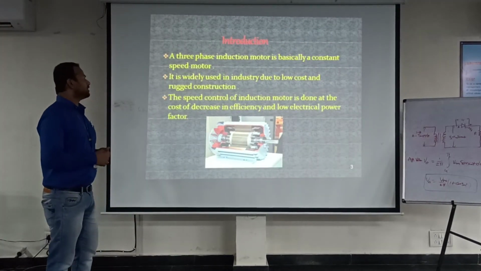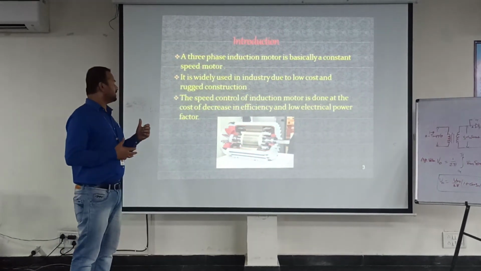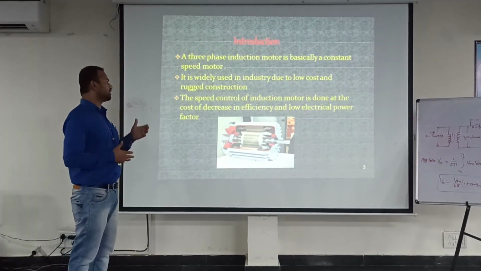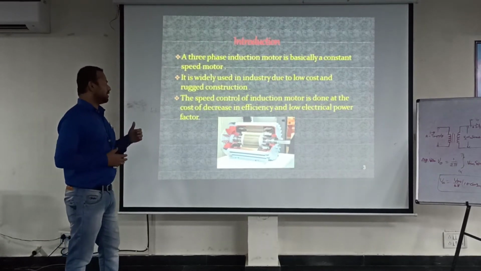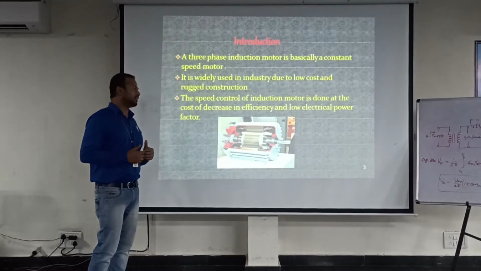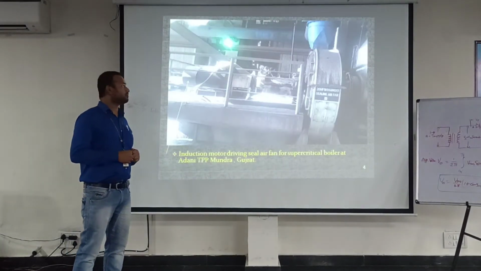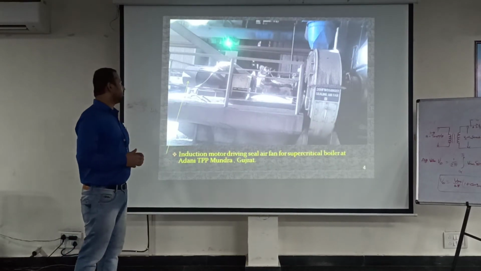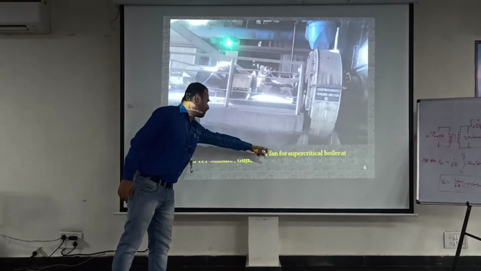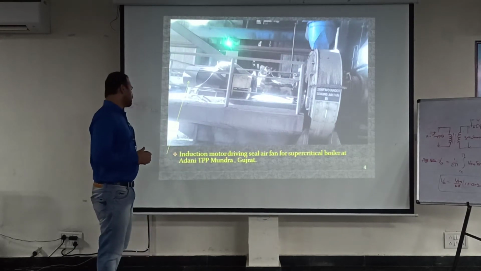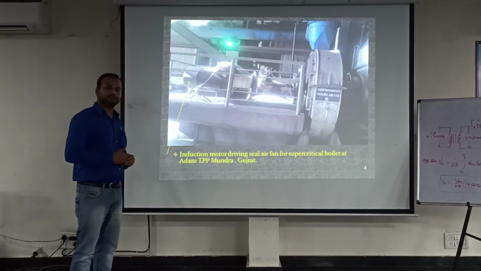Induction motors are widely used nowadays compared to the DC motor because of their rugged construction and low cost. With speed control of the induction motor, the efficiency decreases and the power output also decreases a little bit. This is one application of induction motor, used for the seal air fan of a supercritical boiler at the Adani power plant in Gujarat.